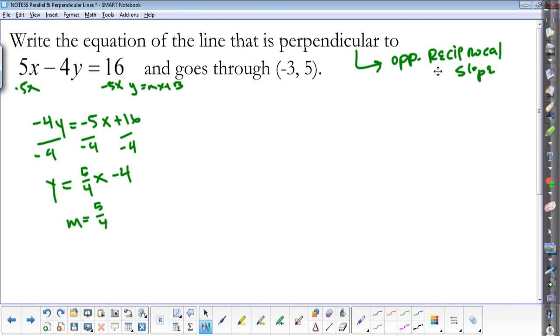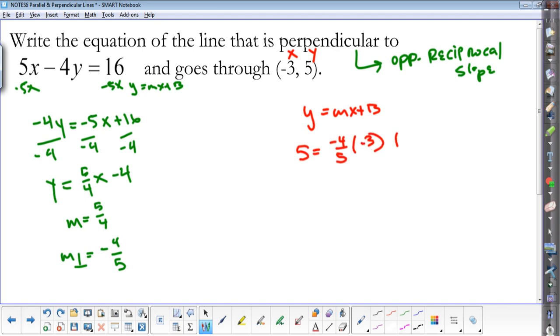To be perpendicular, I need the opposite reciprocal. So the perpendicular slope would be a negative flip. So now I have my new slope, and they gave me an x and a y. So I'm going to come over here and type it into my equation. Y equals mx plus b. My y is 5. My m is negative 4/5 now, because that's the new slope, times negative 3 plus b.